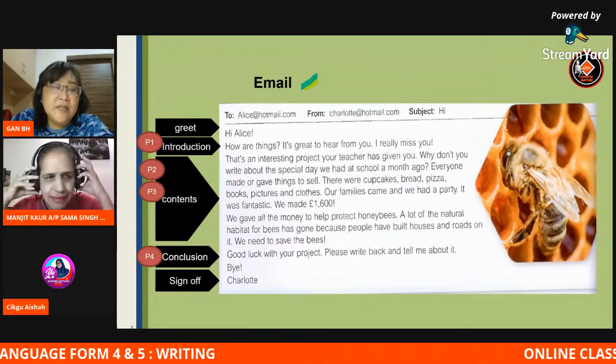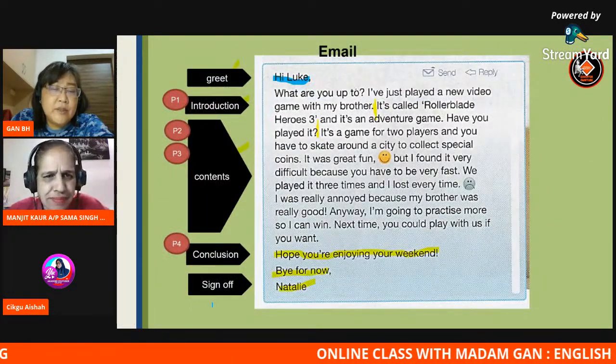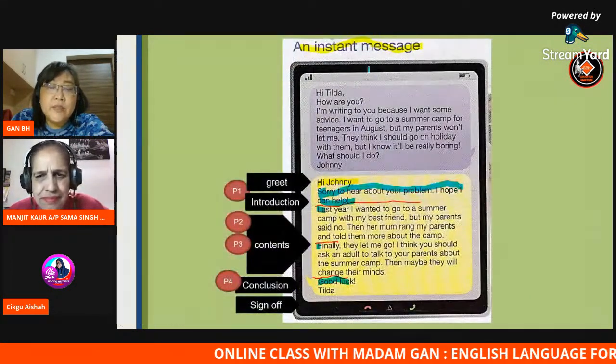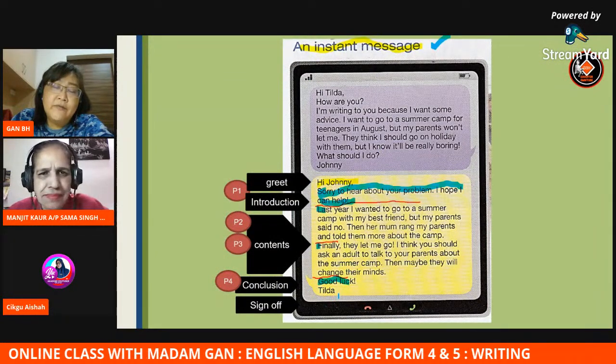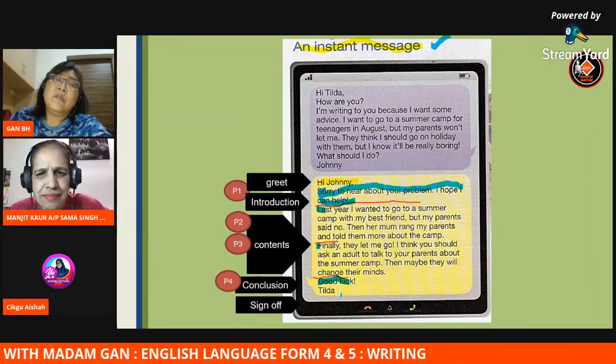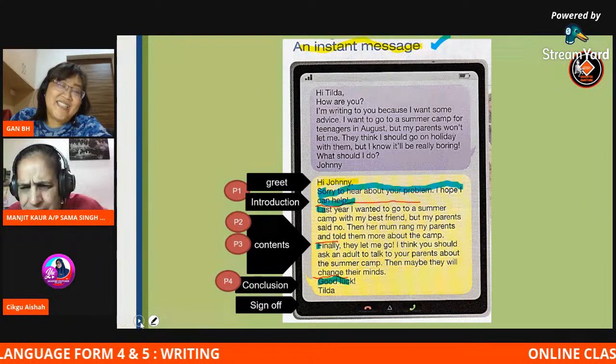Because this is an email, it is supposed to be on the left hand side. This is the message, from your textbook. Whether it is on the left or on the right, don't worry. Both are acceptable. Okay, that is a good question.